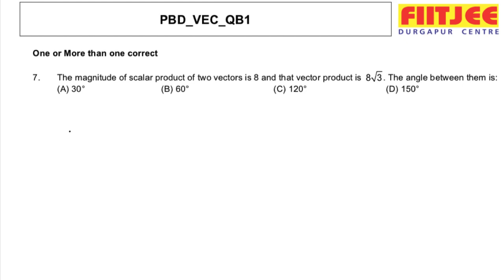Next question: it says the magnitude of the scalar product of two vectors is 8 and the magnitude of the vector product is 8 root 3. What is the angle between them? The magnitude of the scalar product, if two vectors are A and B, is mod A into mod B into cos theta, and that is equal to 8. The vector product is mod A mod B into sin theta.